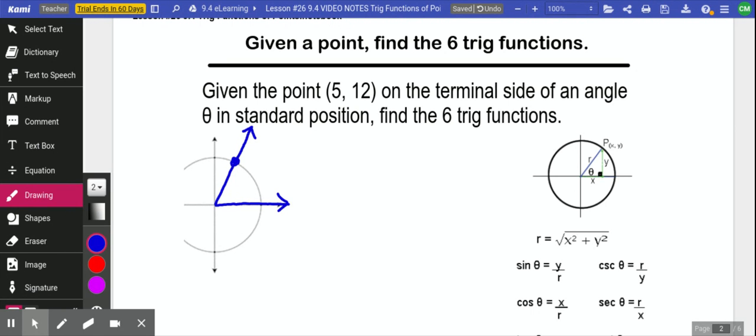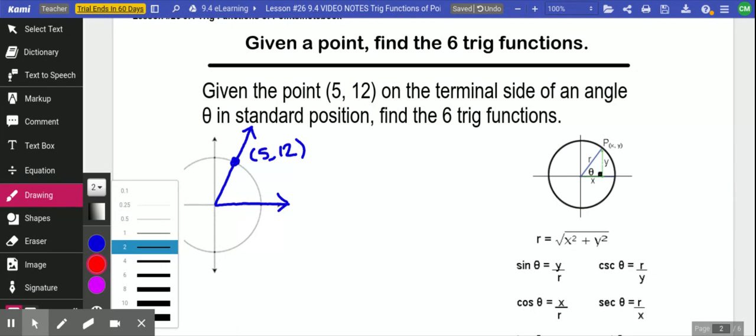Okay, so if that is (5, 12), we are going to draw ourselves a little triangle. So let's switch up the colors here. Let's go with the red. And let's draw a right triangle. So let's just really focus on this right triangle. This angle here is theta. And if we went right 5, then that length is 5. And we went up 12, then that length is 12. So now really all we're looking at is a right triangle. And we want to find the 6 trig functions of theta.